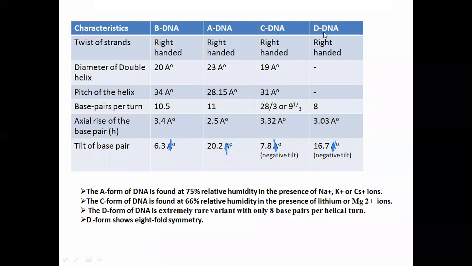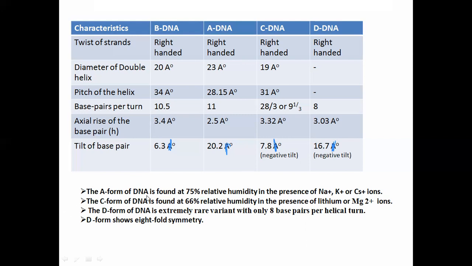CDNA and DDNA show a negative tilt. And what do we mean by negative tilt? In the negative tilt, the base pairs are displaced backwardly with respect to the axis of the DNA double helix. So CDNA and DDNA show negative tilt: CDNA 7.8 and for DDNA it is 16.7.